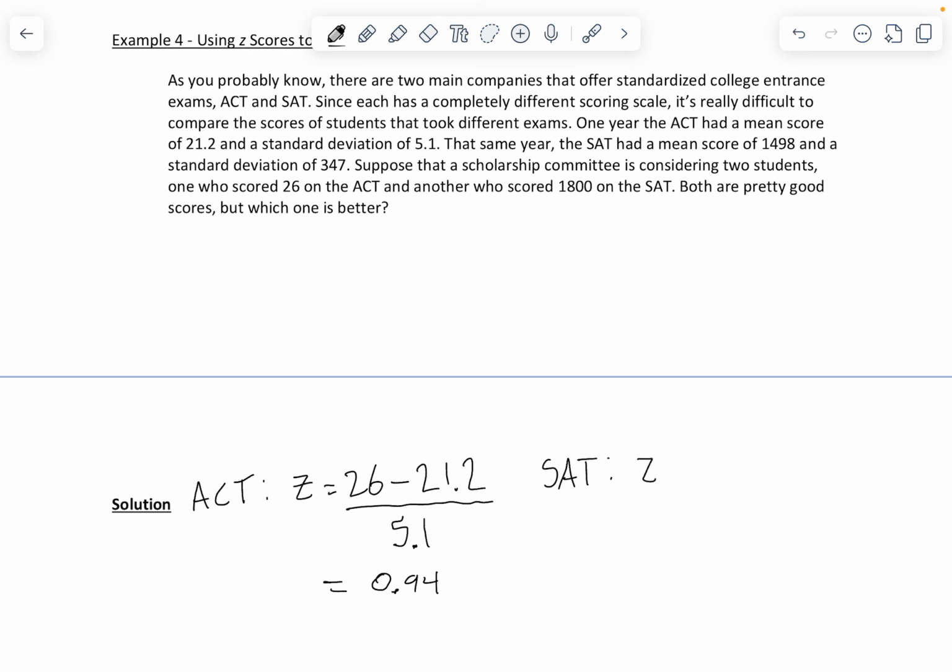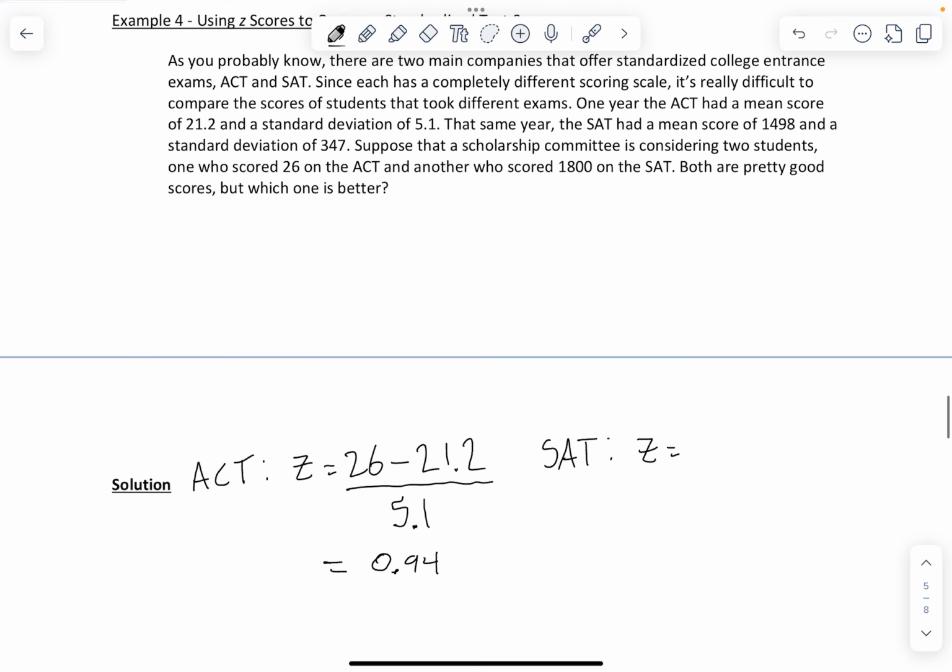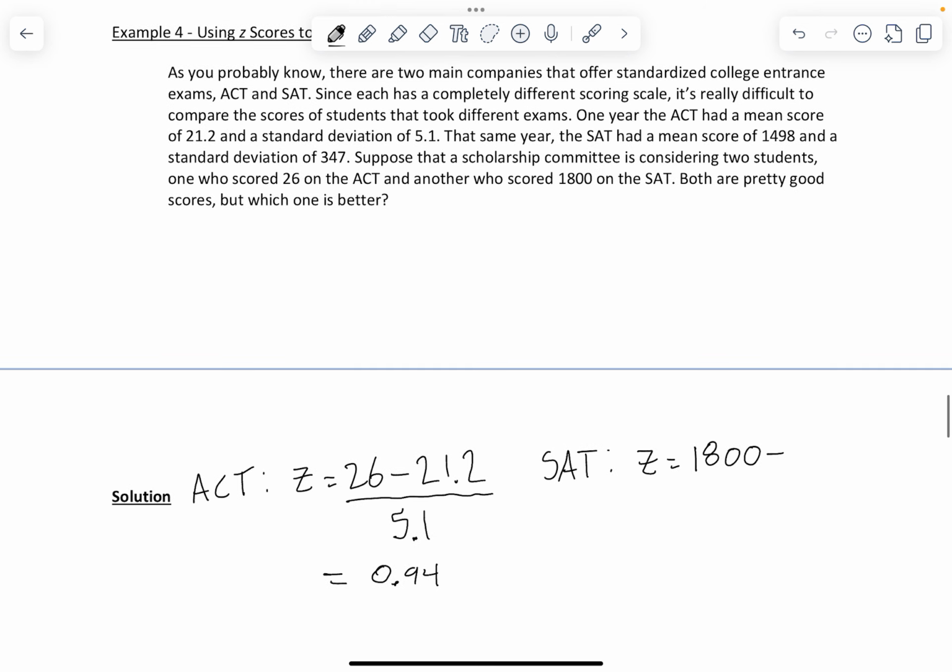For the SAT, my value of x is the one student who scored an 1,800 on the SAT. And then I subtract the mean, which is 1,498. And I divide by the standard deviation, which is 347. Okay, and that works out to be about 0.87.